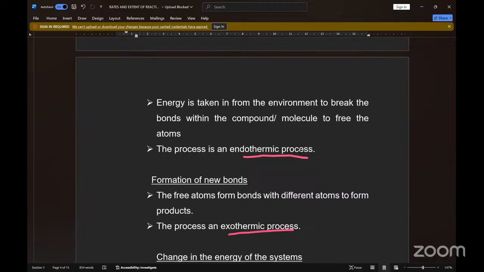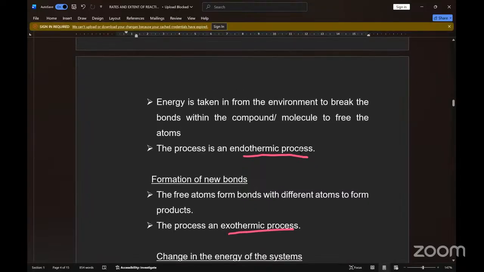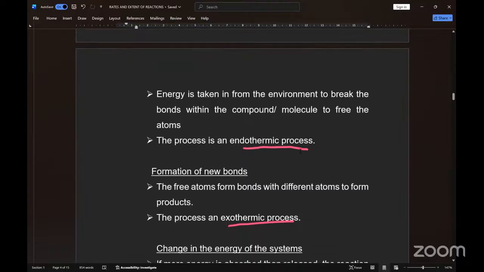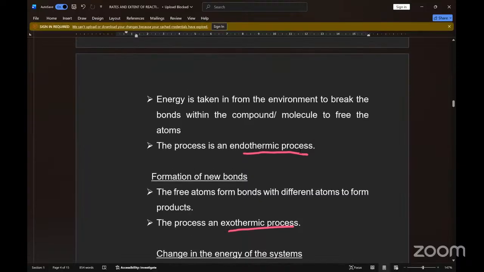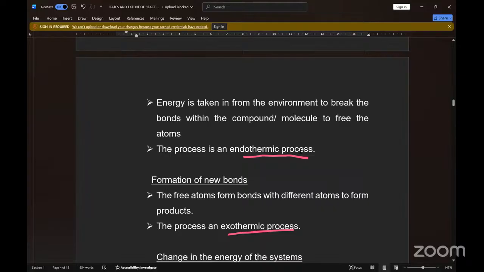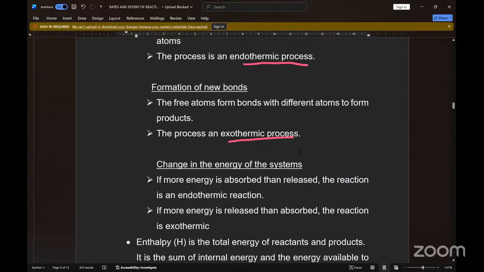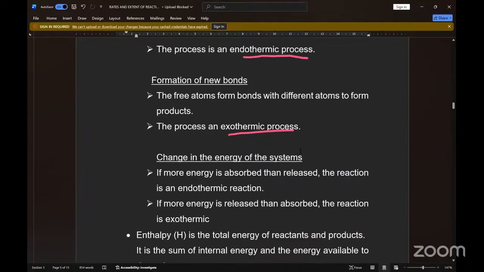Exothermic process. So, in other words, what I'm saying is that for every reaction, you have an endothermic process first, followed by an exothermic process. I'm emphasizing the word process, not reaction. Okay. Then we talk about a change in the energy of the system.